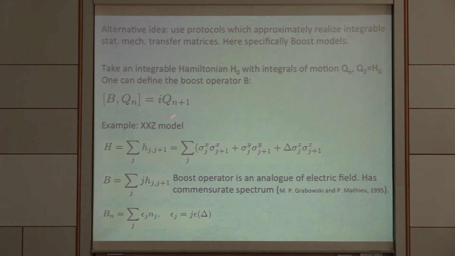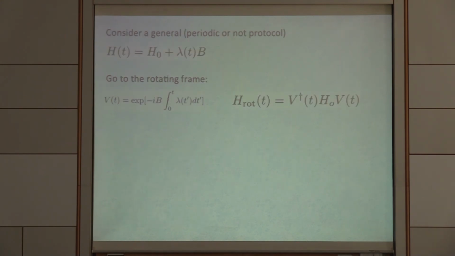In particular, if we have this XXZ model, then it can be written as a sum of local spin-spin interactions. The boost operator is exactly the same Hamiltonian with an extra J in front. That's why I'm saying this is like an electric field. And an interesting property of these boost operators is that they always have a commensurate, integer-valued spectrum. So all energy levels are some epsilon, which is a function of this delta, times an integer. Okay. Now what we want to consider is some generic driving protocol. It could be periodic or not, where we have an integrable Hamiltonian and a boost operator.